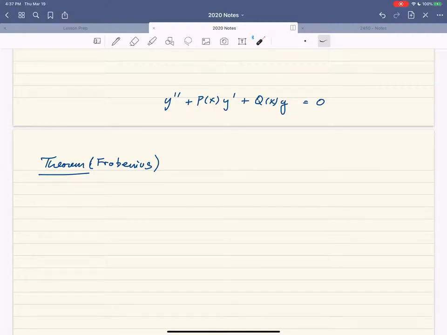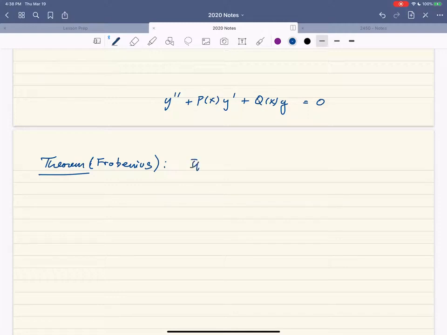So what I want to do is share with you a theorem due to a mathematician named Frobenius. This is now what's called the Frobenius method of solving these differential equations using power series. So first, let me tell you the theorem. The idea is that we're going to start with a regular singular point, and it turns out that there will be certain power series.